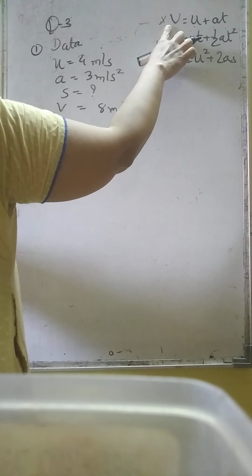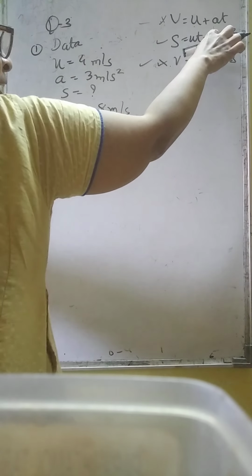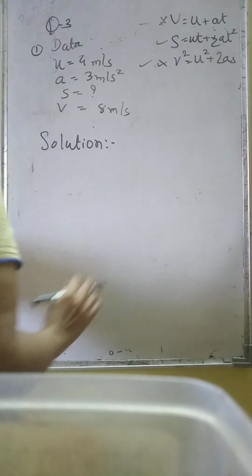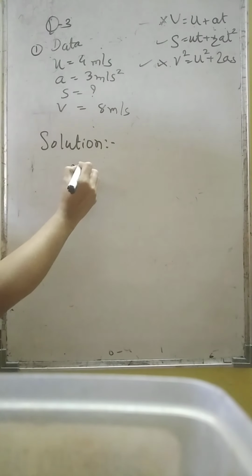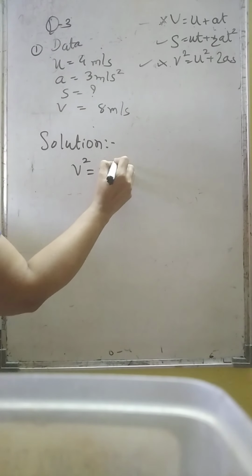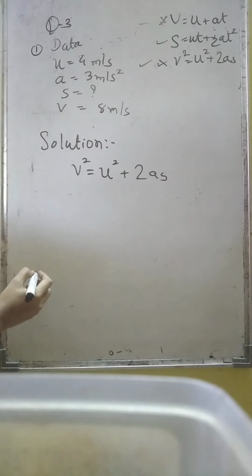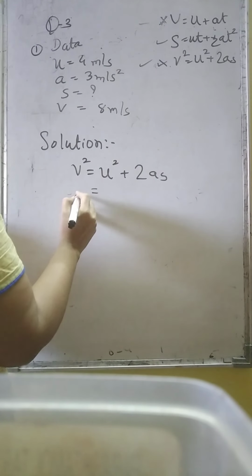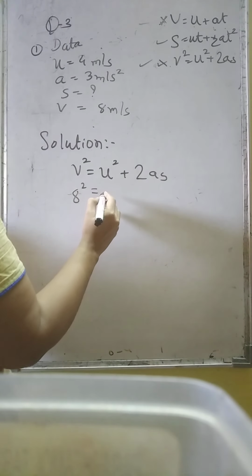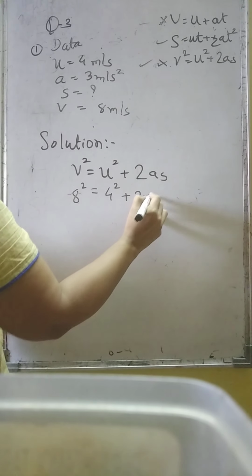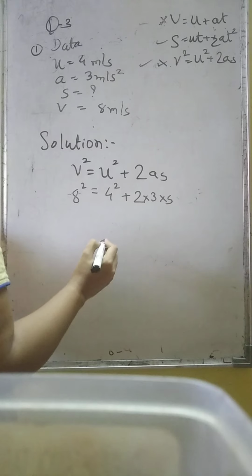With this I can find s. Do I have s anywhere here? No. So I cannot use this. So this is the formula which I am going to decide. Correct? This is how you are going to decide the formula. So v square is equal to u square plus 2as. Substitute the values: 8 square is equal to 4 square plus 2 into 3 into s.